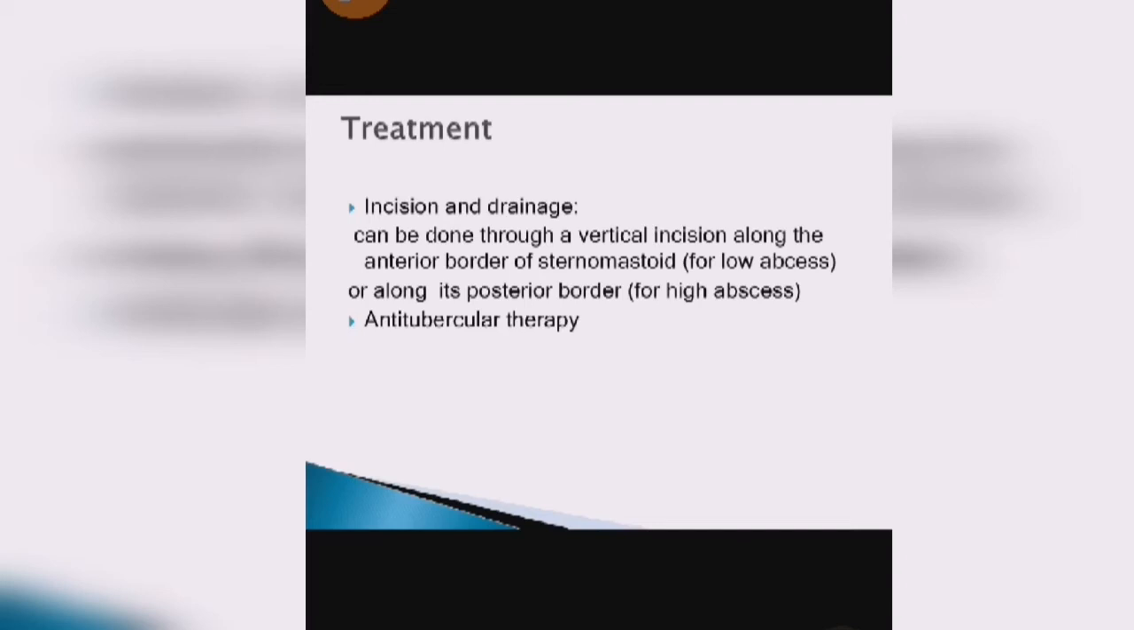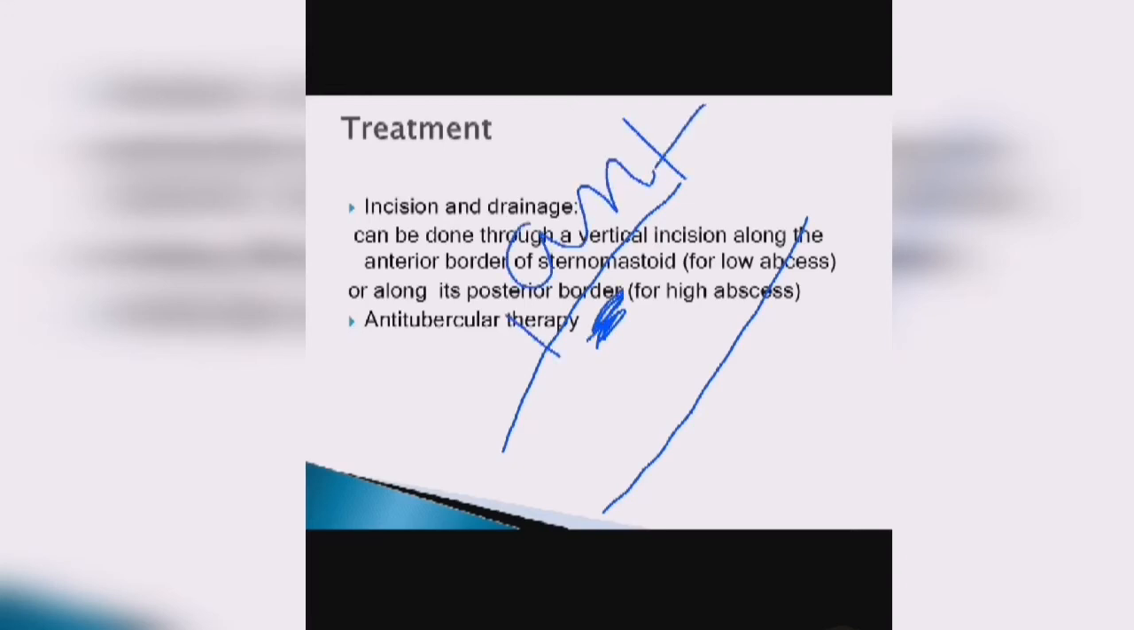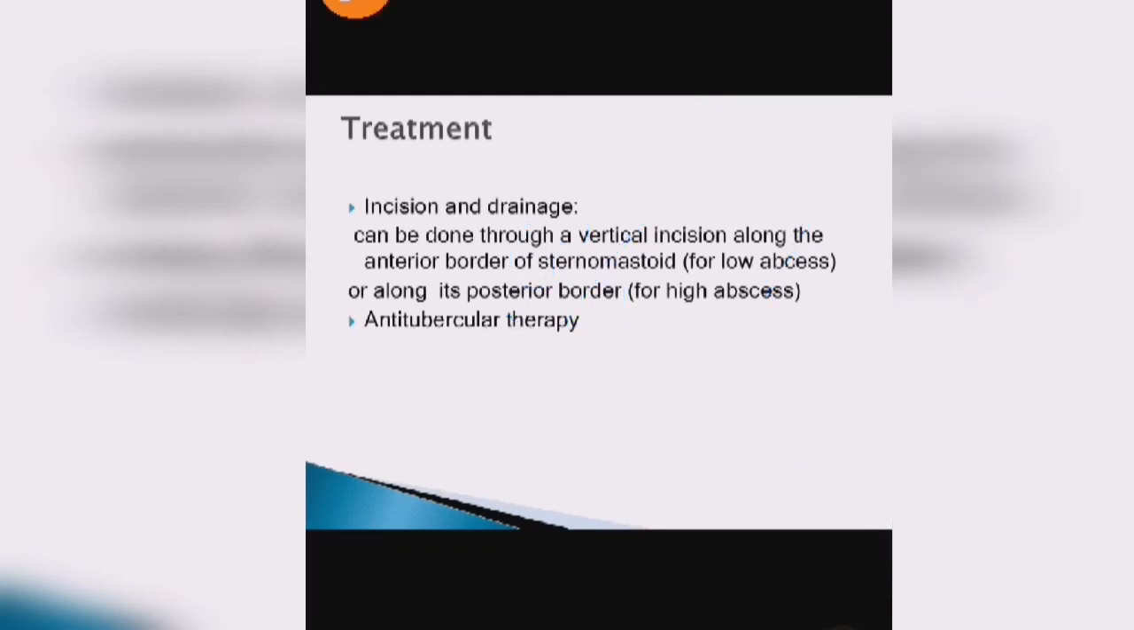We should incise at the anterior border of the sternocleidomastoid muscle if it is a low abscess. If it is a high abscess, then we can incise at the posterior border of the sternocleidomastoid muscle. And antitubercular therapy should also be given in cases of tubercular abscess.